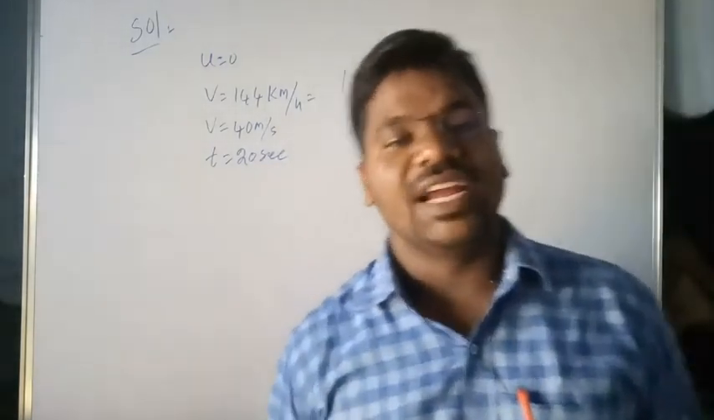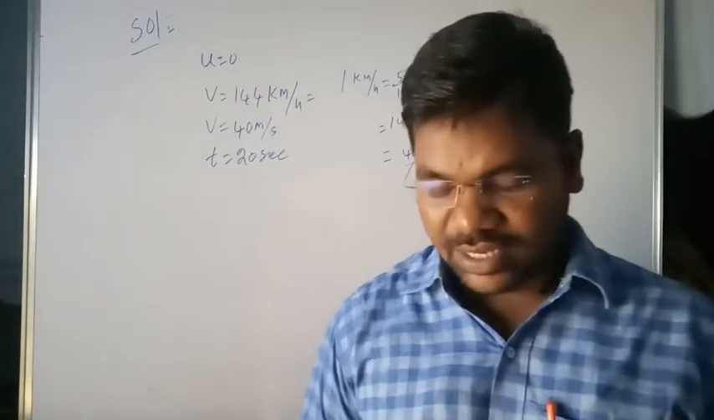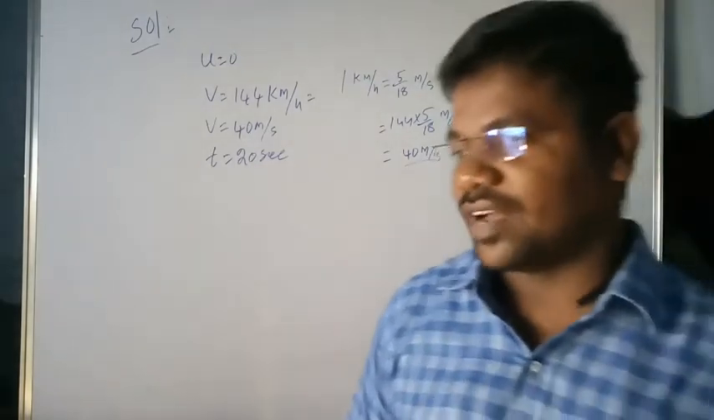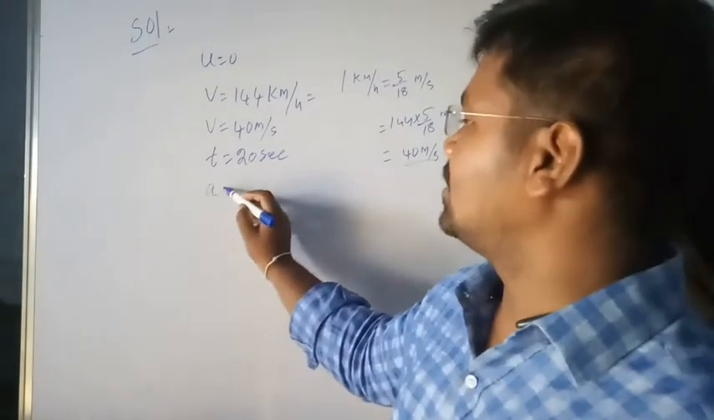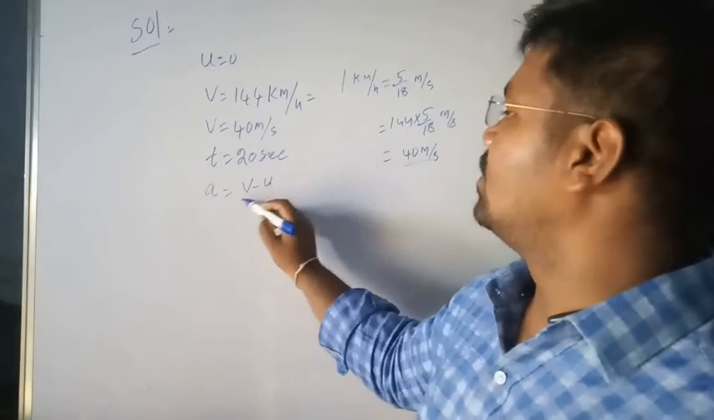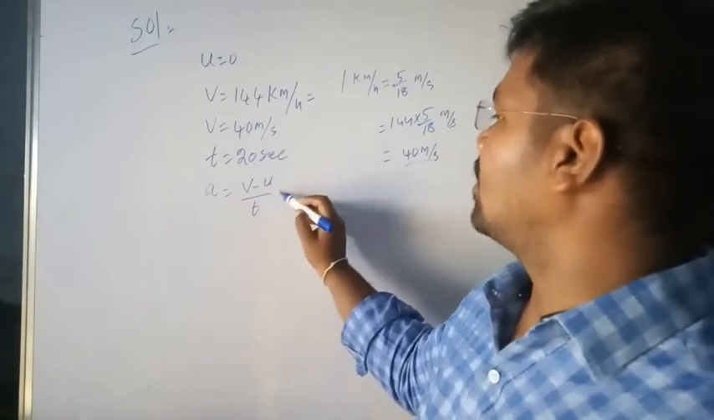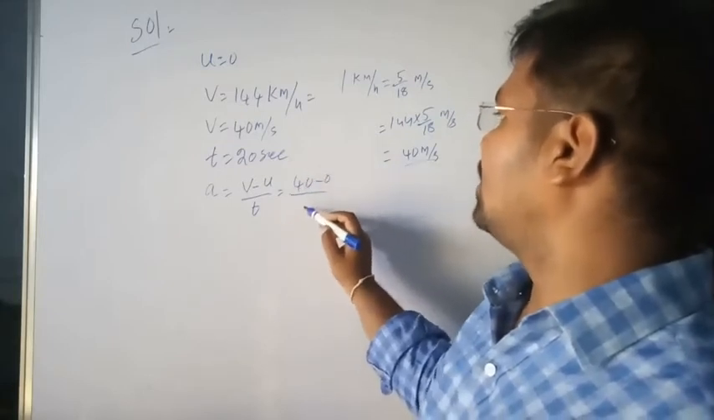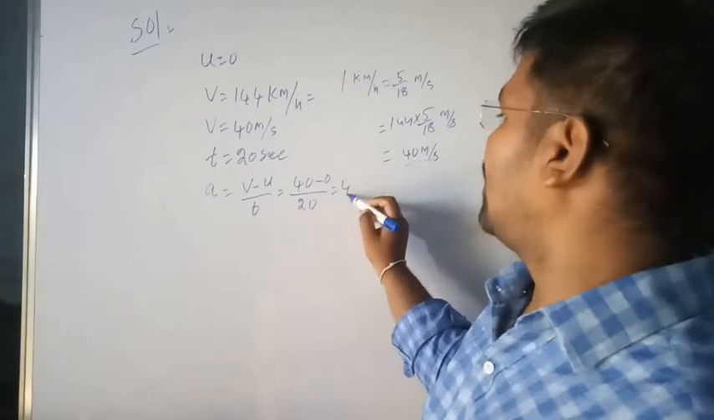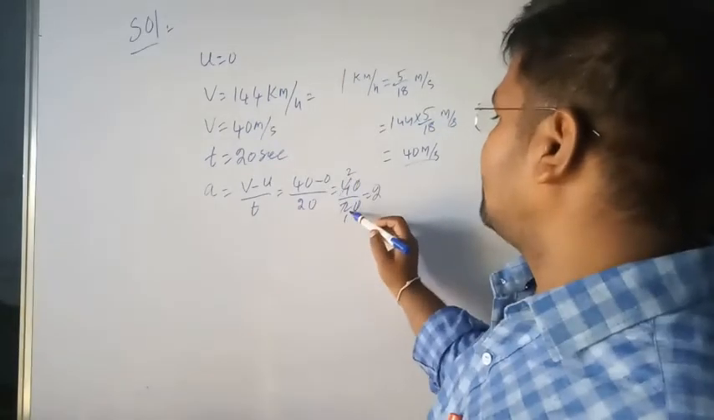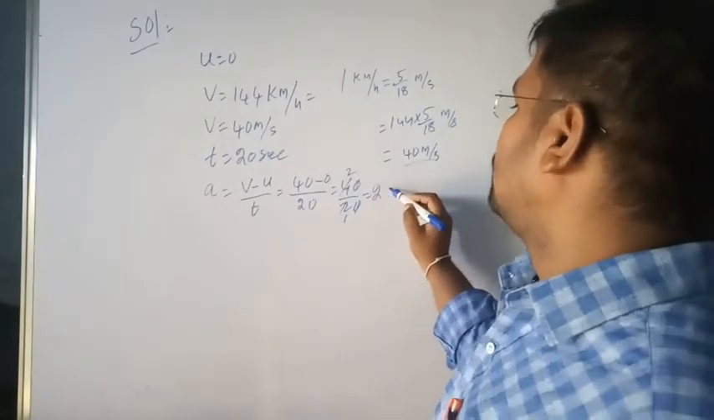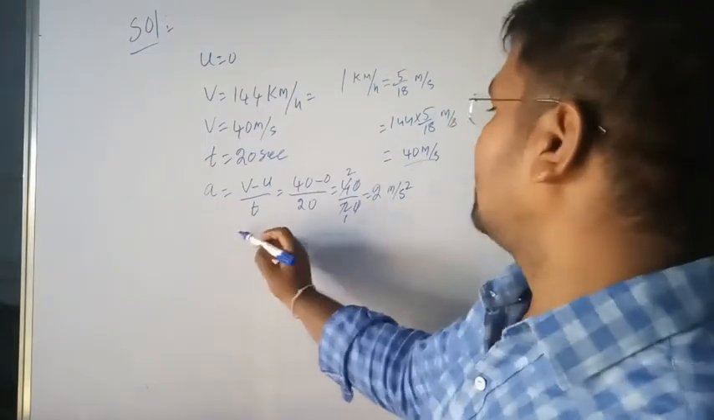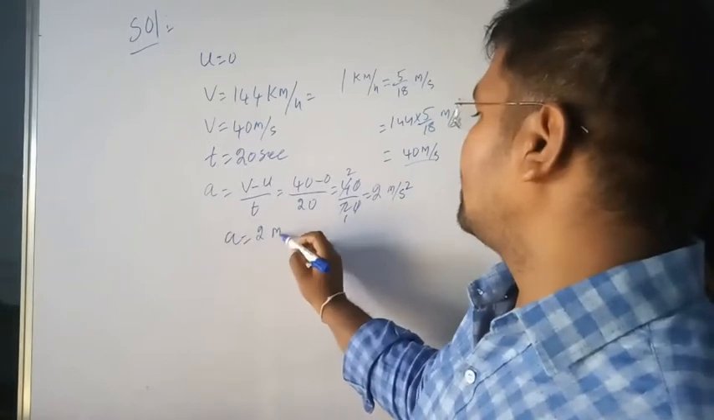So what do we have to find in this case? We have to find the total distance traveled by the body. Before that we have to find acceleration. A is equal to V minus U divided by T, that is 40 minus 0 divided by 20. 40 by 20 is 2 meter per second square. A is equal to 2 meter per second square.